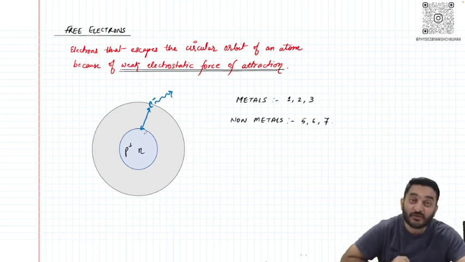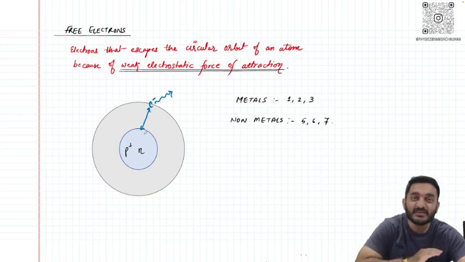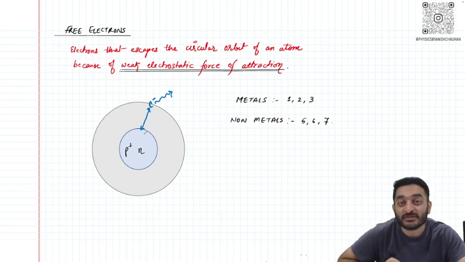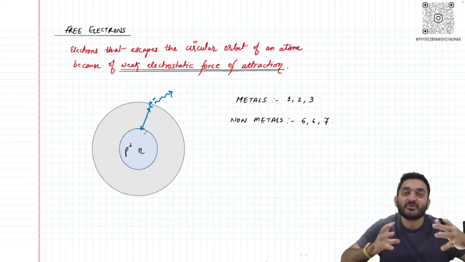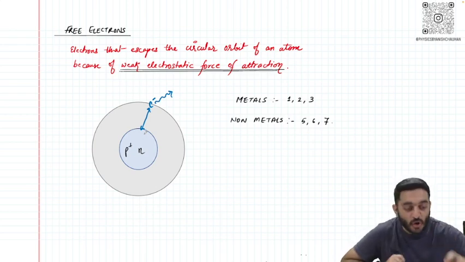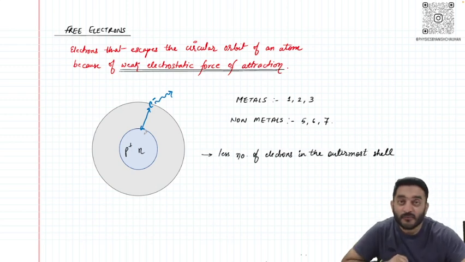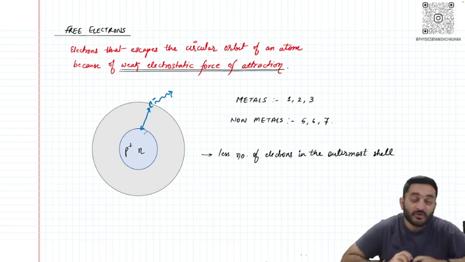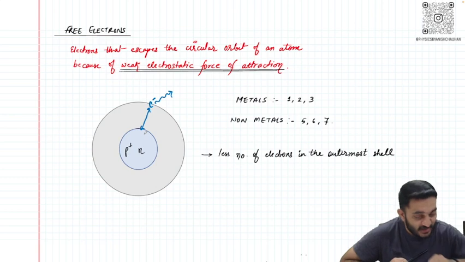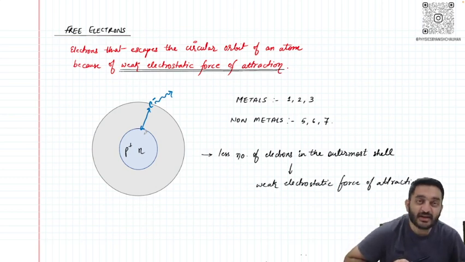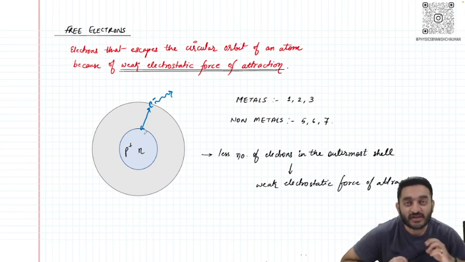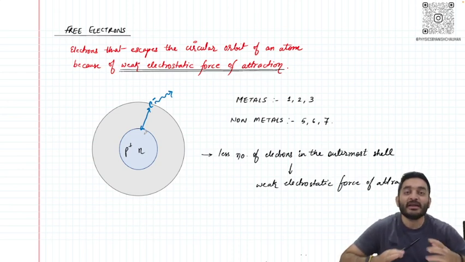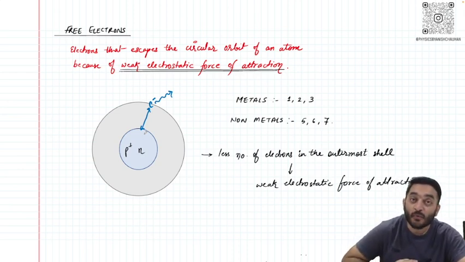On the other side, when we talk about non-metals, in the outermost orbit you will find 5, 6, 7 electrons, and that is the reason the electrostatic force is very strong. So when you have a smaller number of electrons in the outermost shell, it means a weak electrostatic force of attraction. This is how we need to understand the free electron theory.